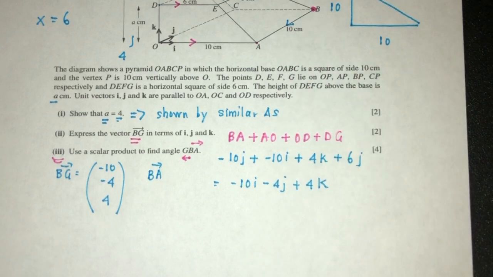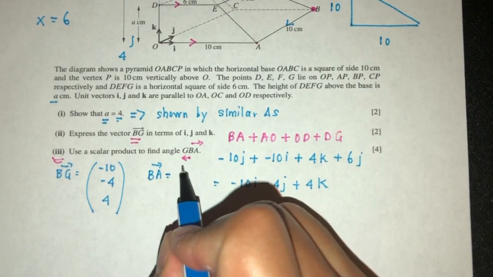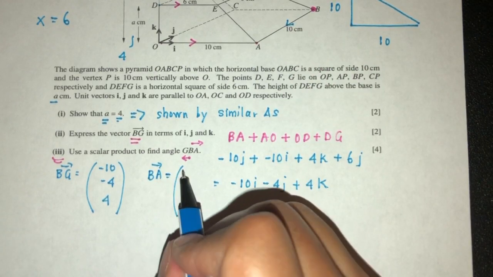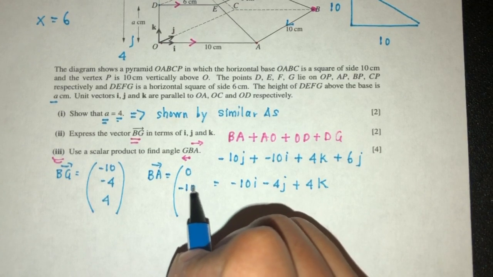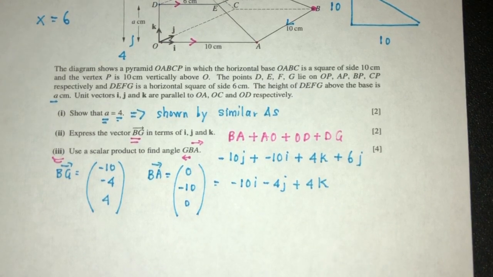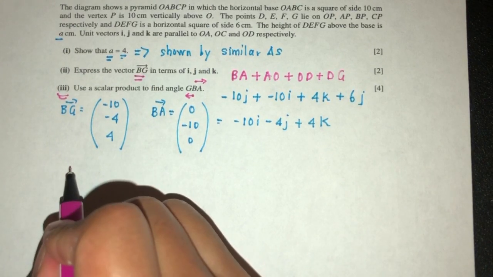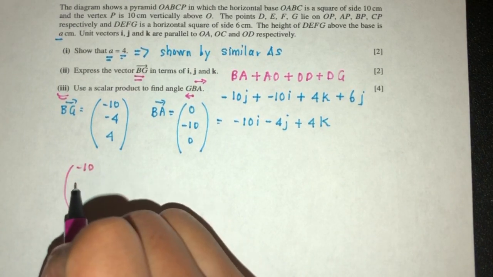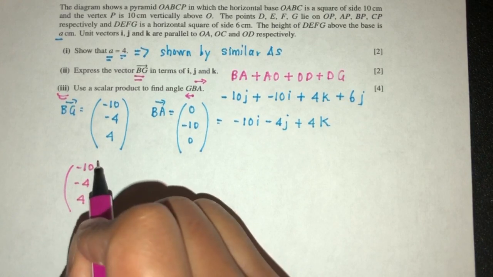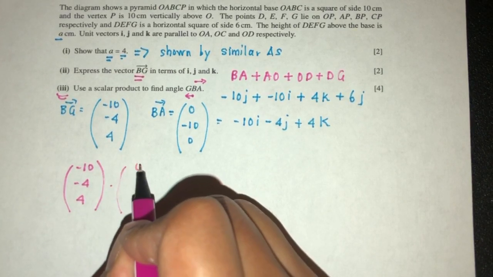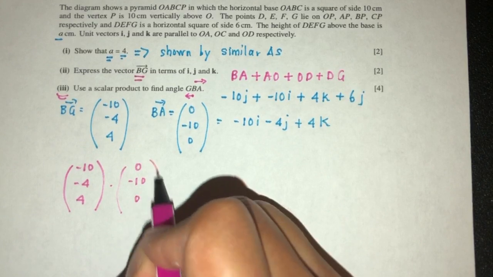Okay, so pretty easy. B going to A is simply minus 10j, so 0, minus 10, 0. We can find the angle in between by using our formula. First we have the dot product: minus 10, minus 4, 4, dot 0, minus 10, 0.